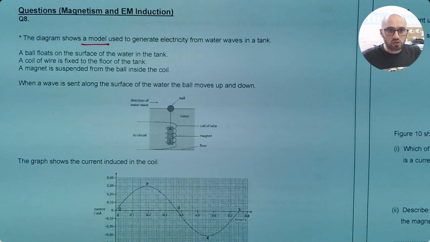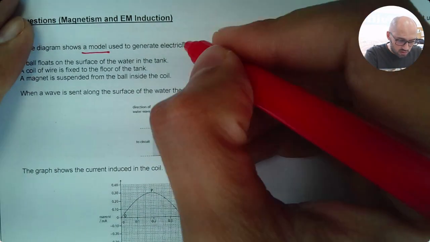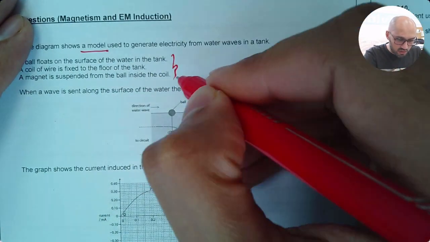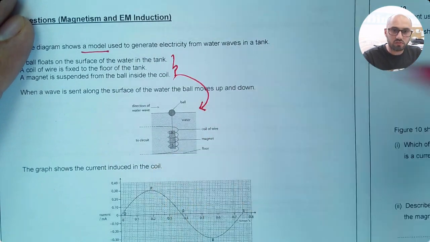A board floats on the surface of the water in the tank. The coil of the wire is fixed to the floor of the tank. A magnet is suspended from the board inside the coil. So the same information has now been displayed to you in the form of a diagram.